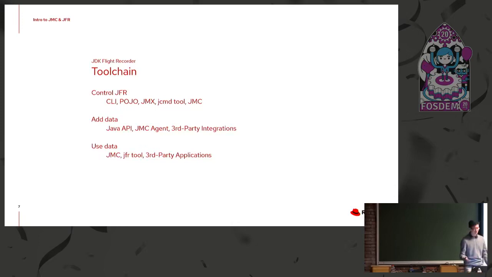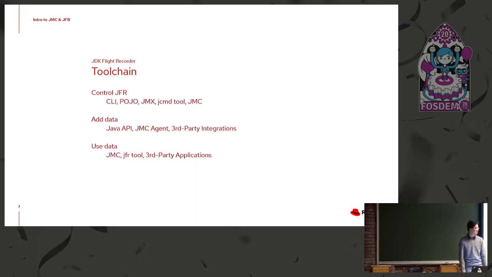Then you can add data to JFR. There's API for that. JMC provides an agent that I'll touch upon briefly for dynamic injection of JFR events. And then, of course, you can have your own integrations as well. JFR does come with a lot of pre-built information inside the JVM itself, but for an application, you may have specific application data that you want to also record, and you can use the flight recorder system that's in the JVM to do that.